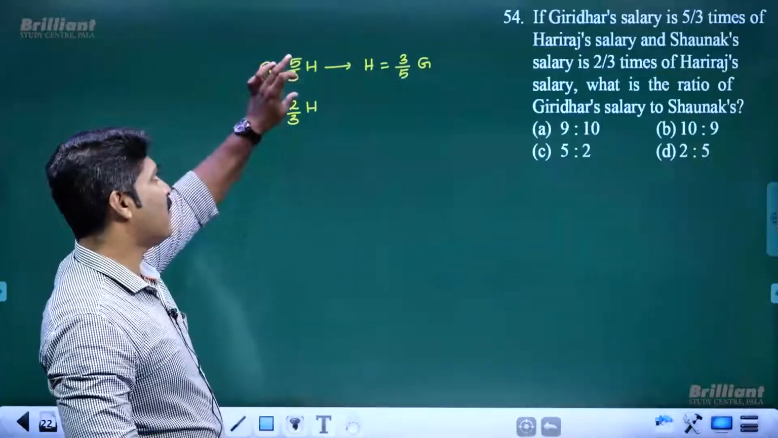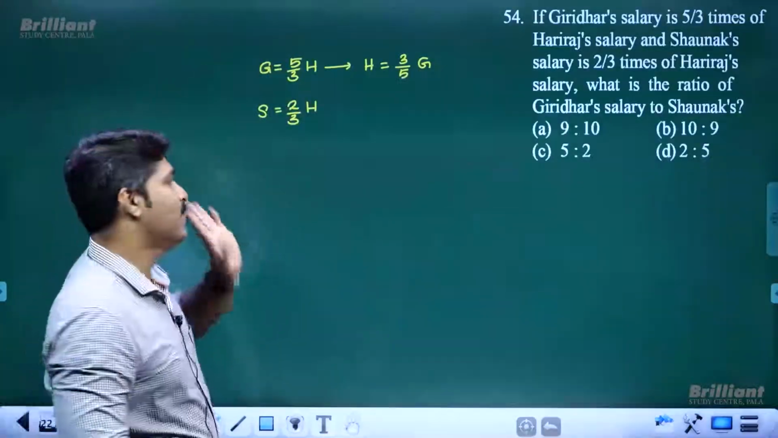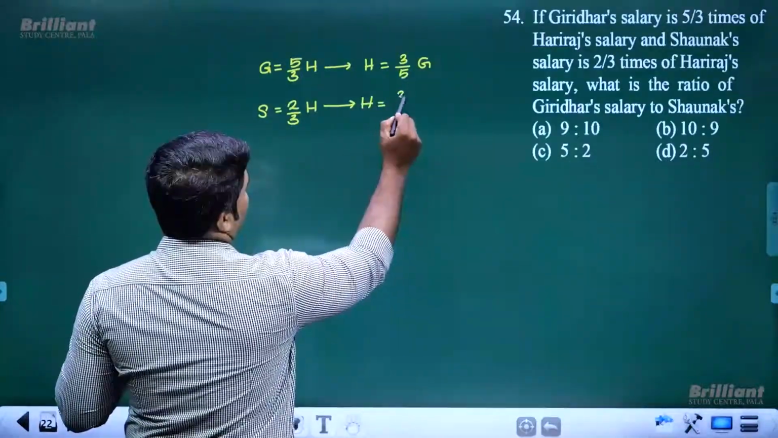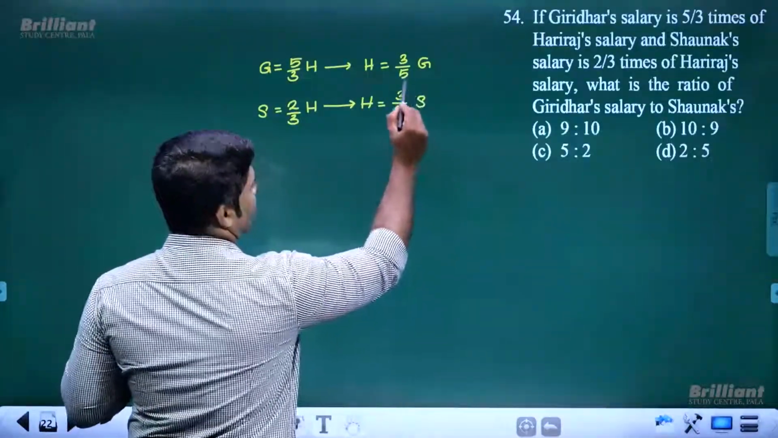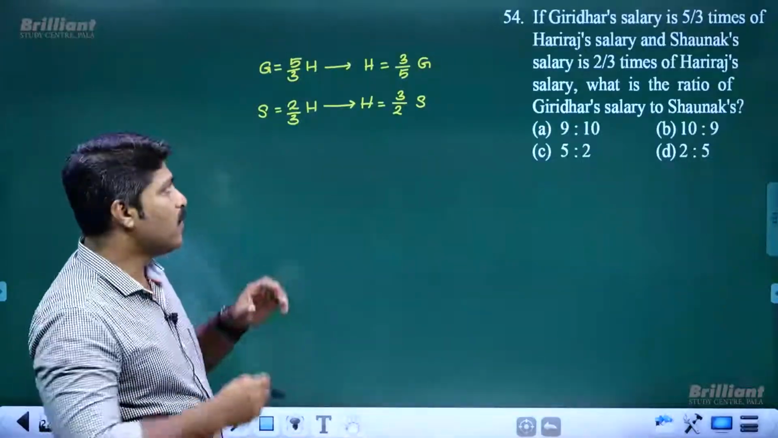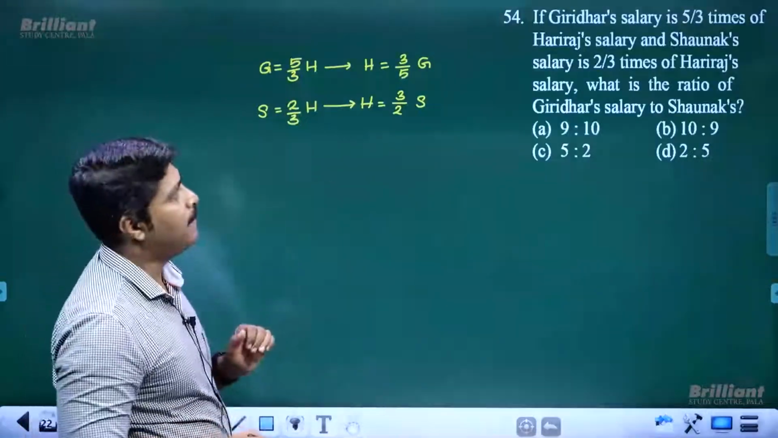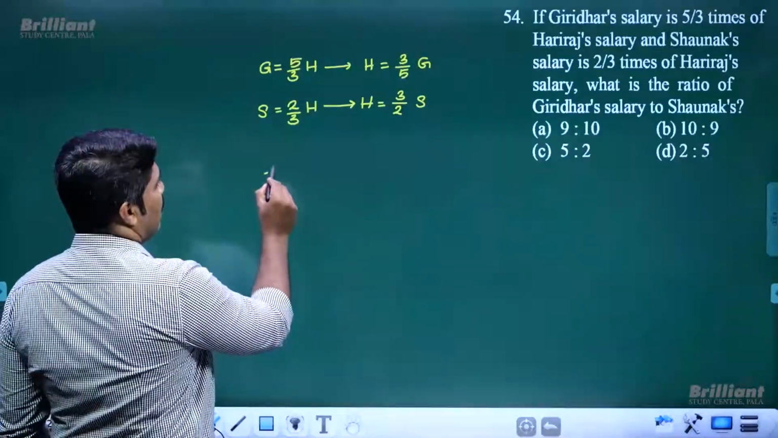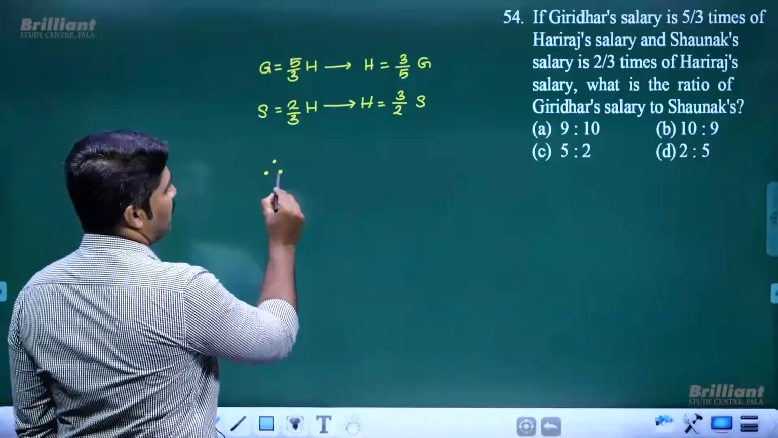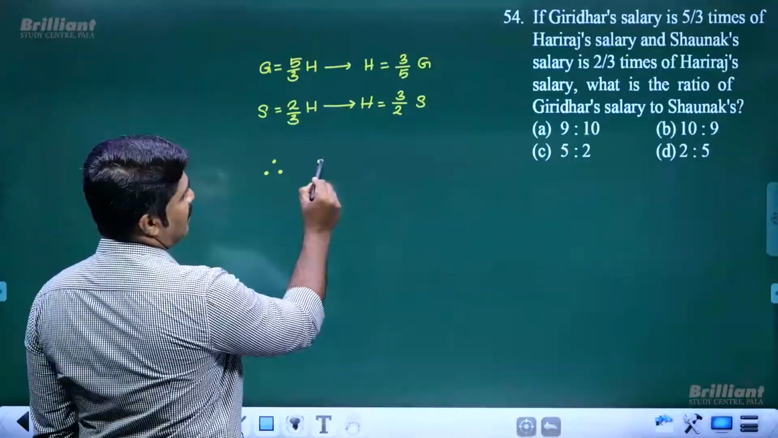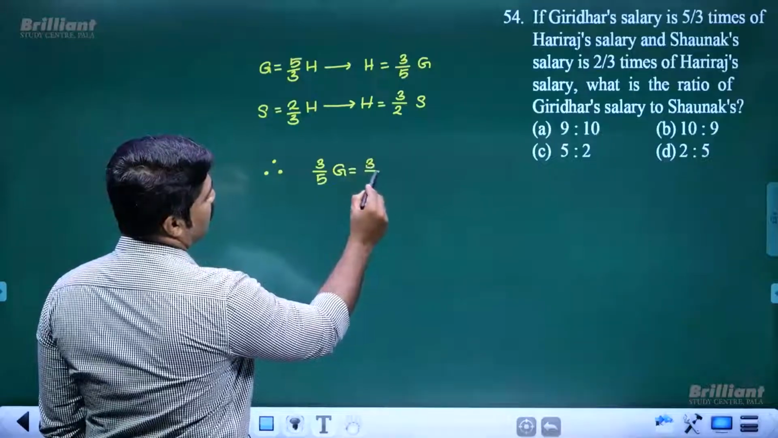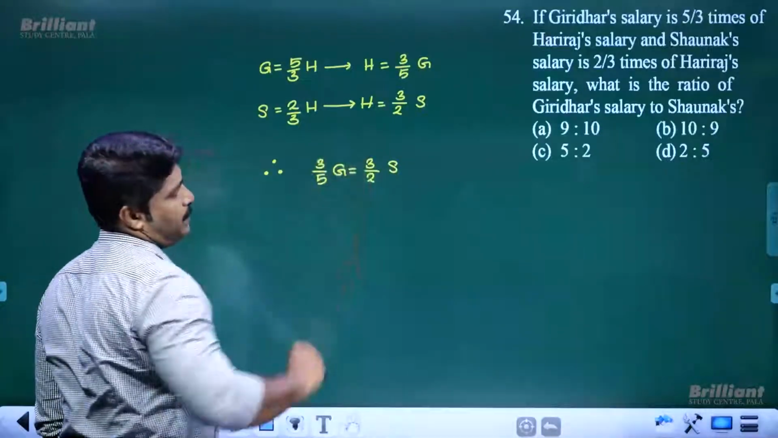So take the reciprocal towards the right side, right? Yes. Then here H we can express as 3/2 S. So this is an easy way to connect G and S together, that is Giridhar and Shaunak's. So therefore, here we can connect them. We can connect them in the sense 3/5 of G is equal to 3/2 of S.